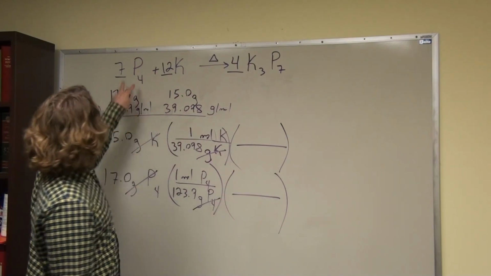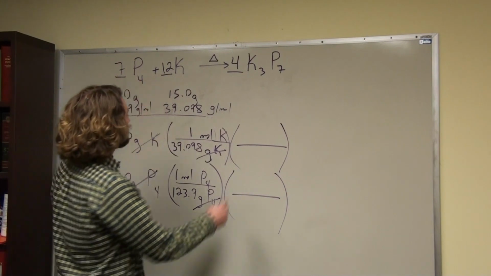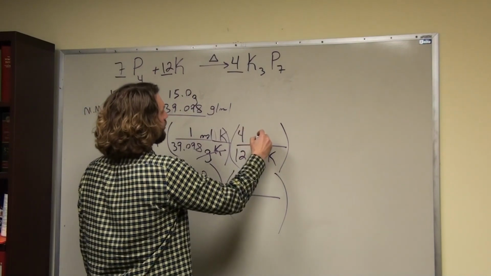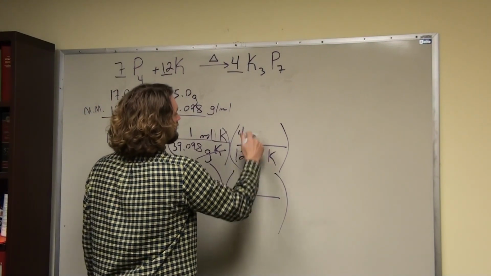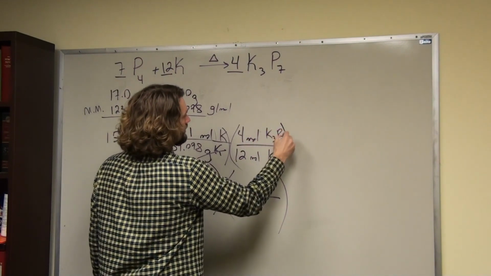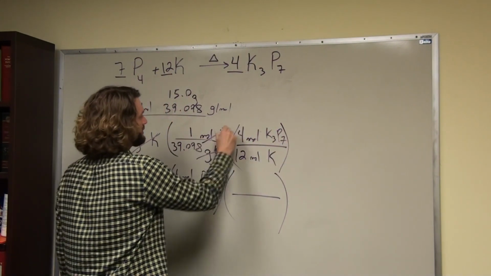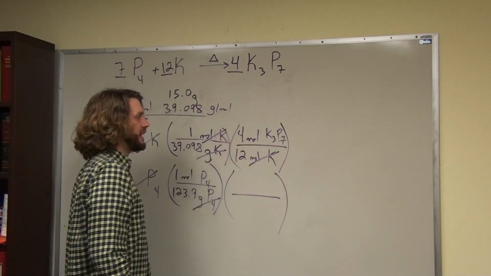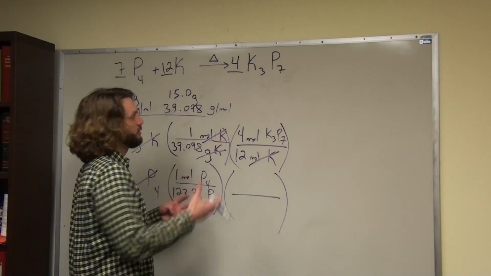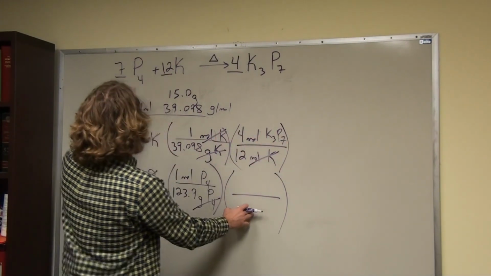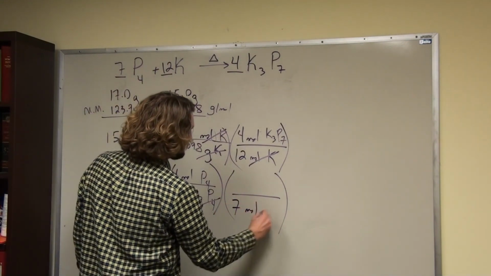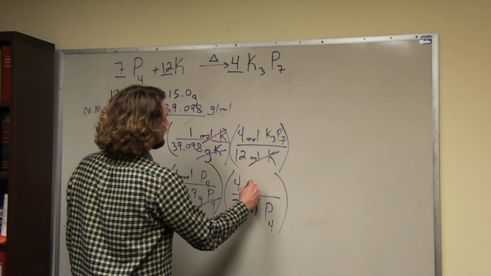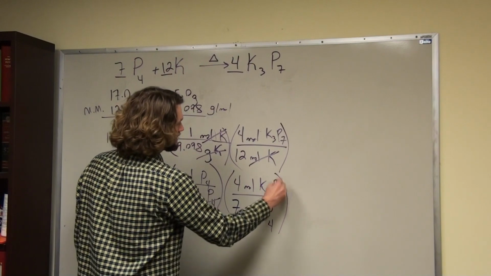So here we see that for every 12 moles of potassium, I'm going to produce 4 moles of K3P7. Okay, so here moles of potassium will be gone. I'm left with moles of the desired product. So I'm consuming that many moles of potassium to stoichiometrically react and yield 4 moles of the product. Here for P4, 7 moles of white phosphorus are used up, and that's going to again yield 4 moles of the desired K3P7.